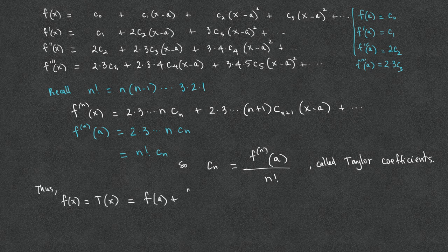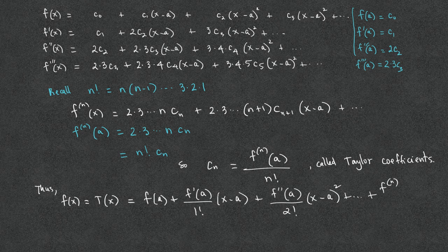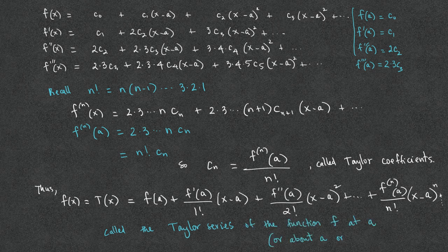And so f of x is f of a plus f prime of a over 1 factorial times (x minus a), plus f double prime of a over 2 factorial times (x minus a) squared, plus dot dot dot plus the nth derivative evaluated at a divided by n factorial times (x minus a) to the n, plus dot dot dot. This is called the Taylor series of the function f at a, or about a, or centered at a.